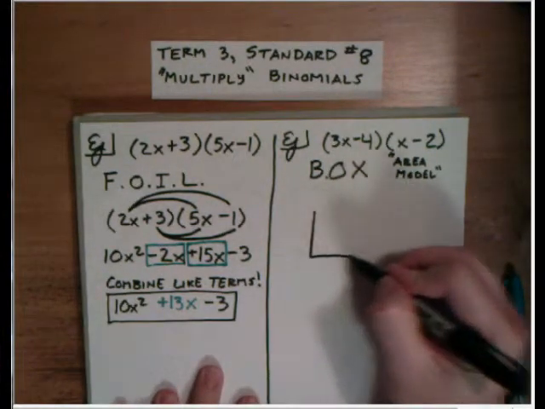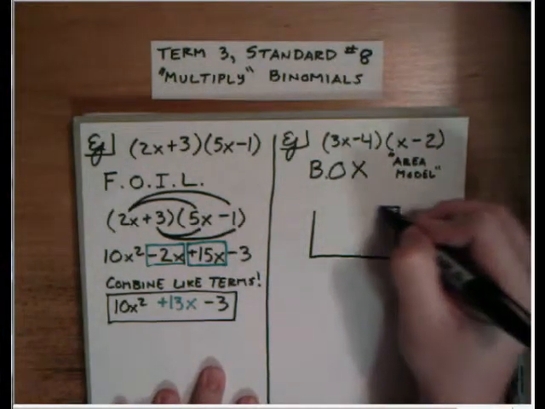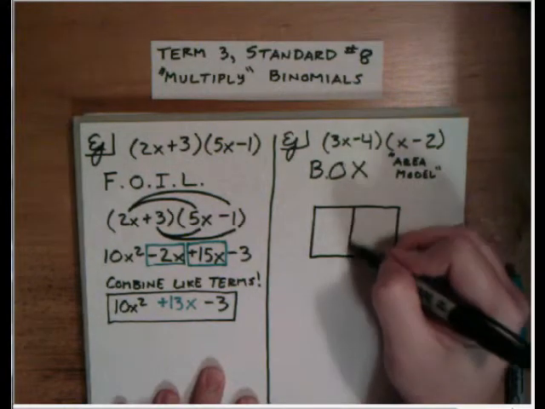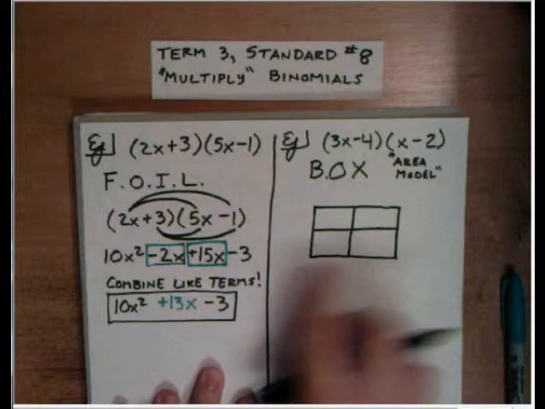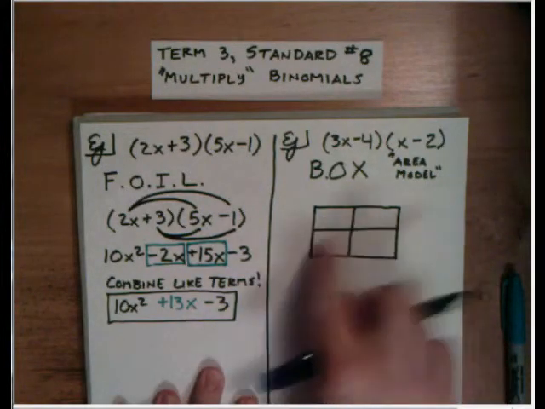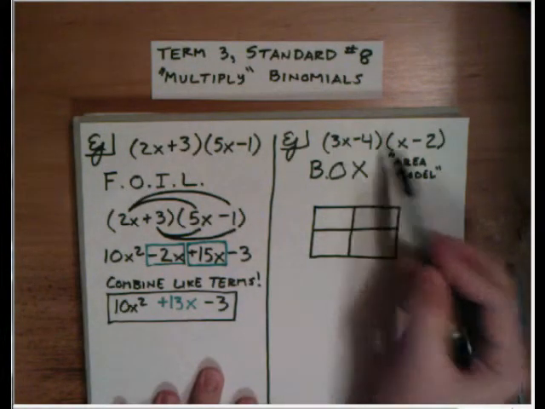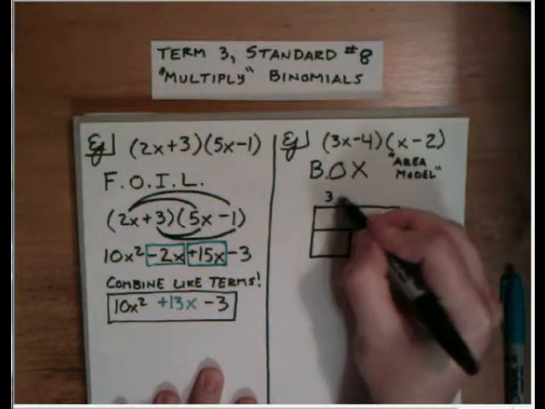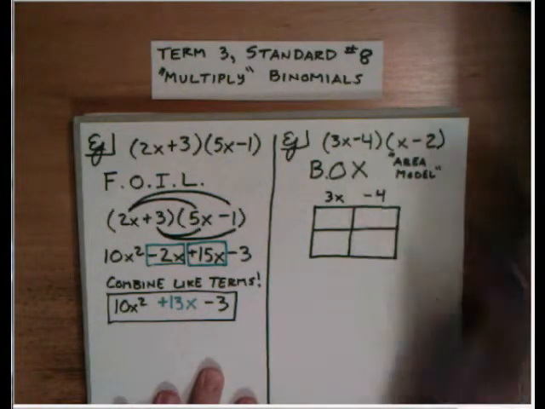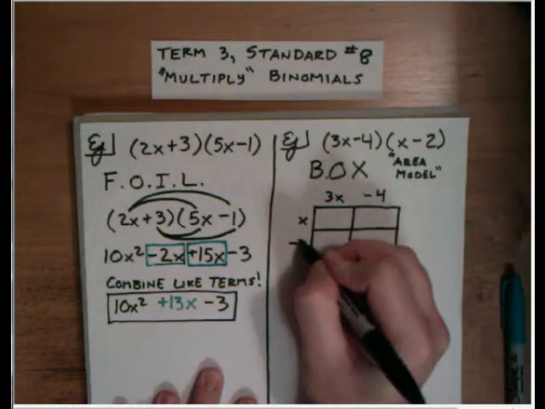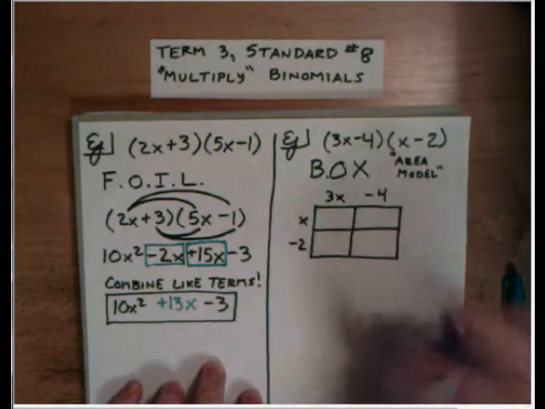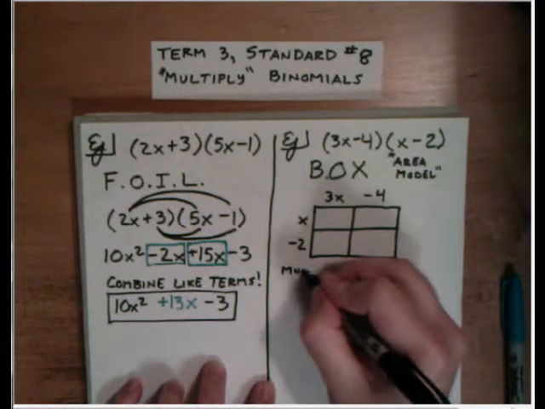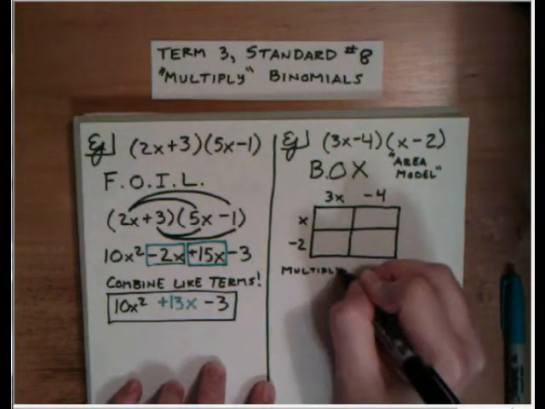The first place to start when using the box method is to draw a box divided into 4 spots. What we're going to do is multiply out and fill each one with a term. First I need to put the actual binomials around the outside. So 3x minus 4 and x minus 2. So there's everything set up to go. And now I'm going to multiply into the box.